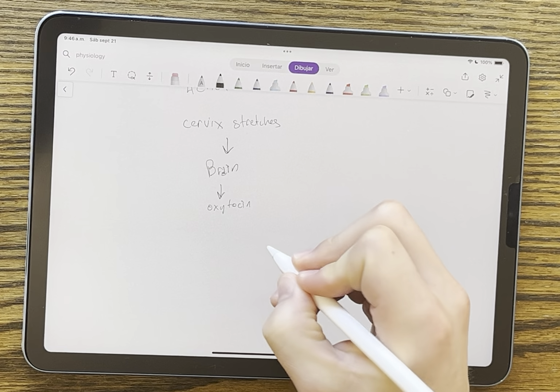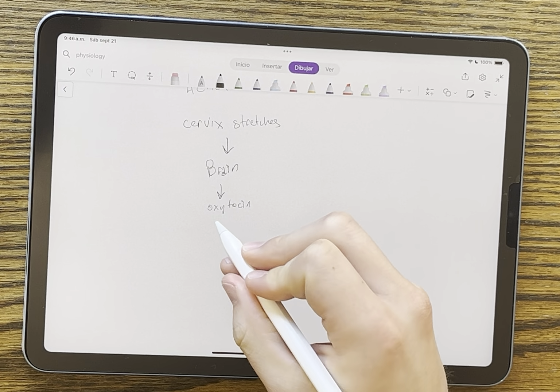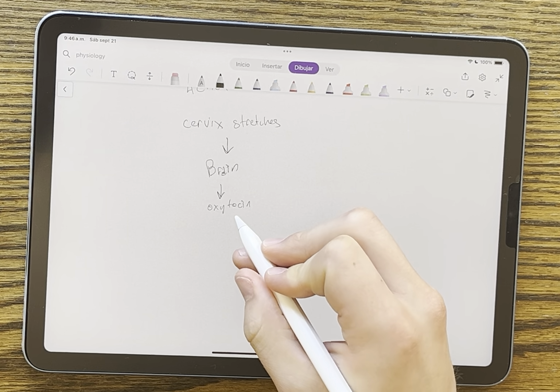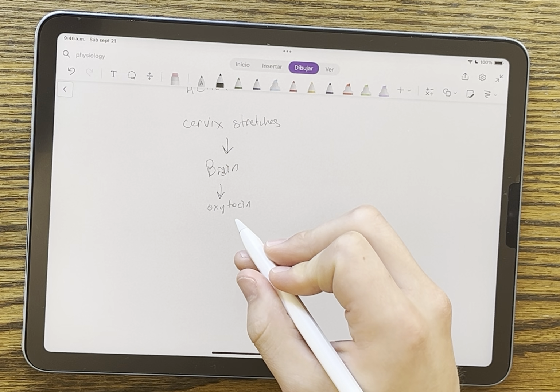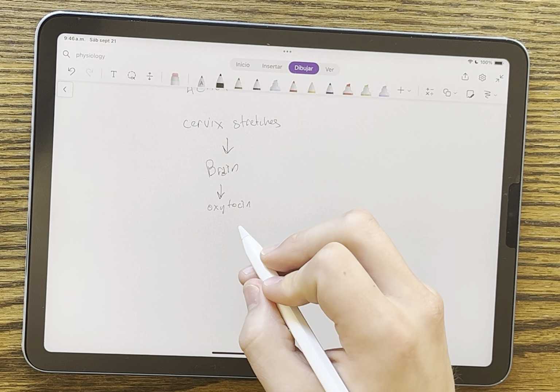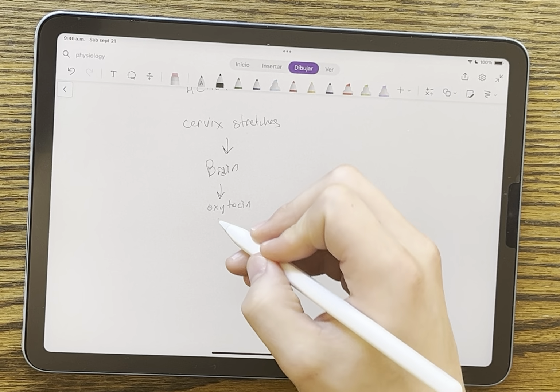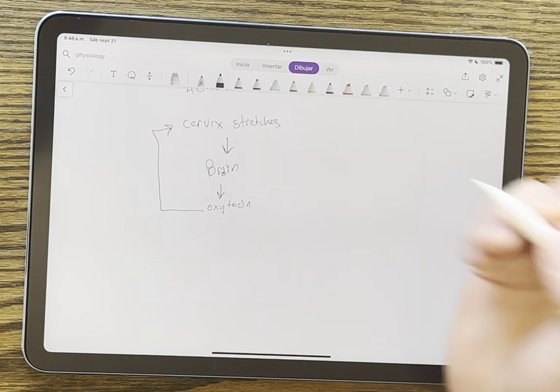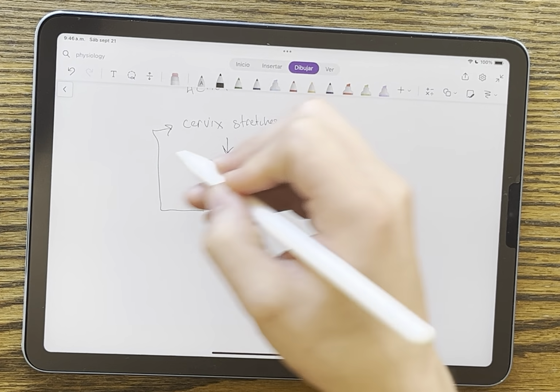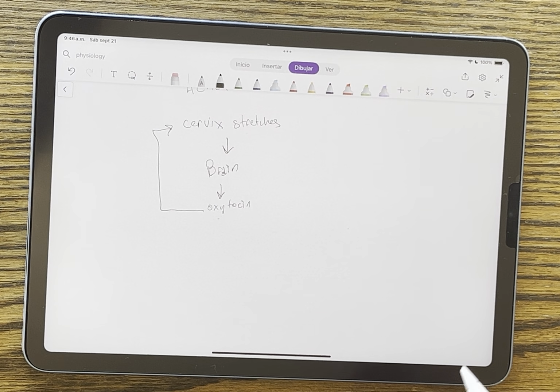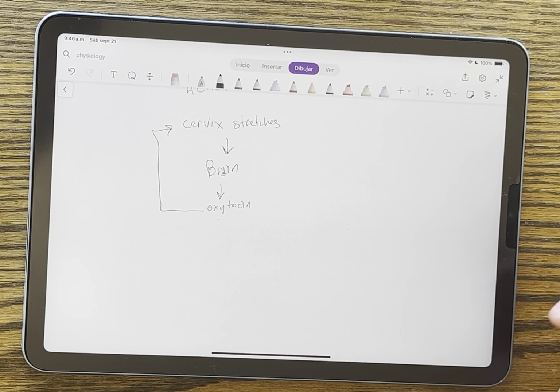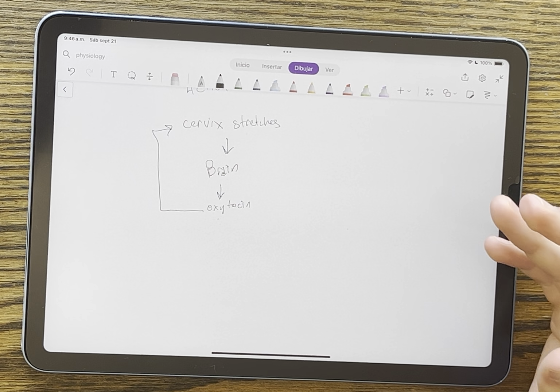Oxytocin is a hormone that causes the woman to contract. It increases contractions, which leads to the cervix stretching more, right? So we have the same pathway involving a stimulus, a receptor, a control center, effectors, and the afferent and efferent pathways.